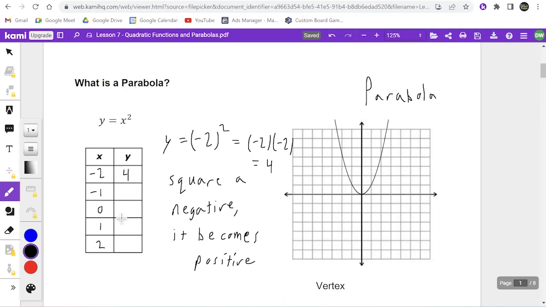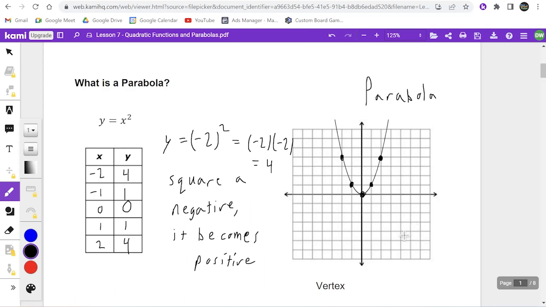Now if I go down the rest of the list, for instance, -1 squared will become +1. 0 squared is still 0. 1 squared is 1. And 2 squared is 4. And if you were to plot these points, like for instance, -2, 4, then -1, 1, 0, 0, 1, 1, and 2, 4, and then you connect the dots like this, you're going to get the shape of the parabola that you see in front of you. And that's basically all you need to know about the parabola, how to graph it, there you go.